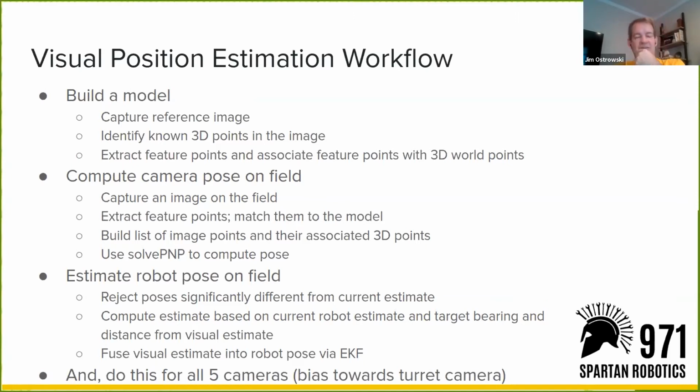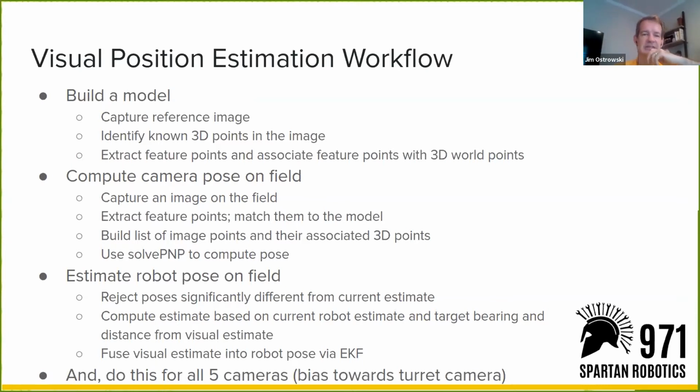And kind of as an aside, we're doing that for all 5 cameras. So we are running this pose computation locally on the Raspberry Pis, and then sharing that information centrally, and it gets fused into a single estimate of the robot pose. We do bias towards the turret camera because that's the one that's most likely seeing the target and having an estimate of the target location relative to the turret also. So it's good for directing how we're aiming during the shoot.